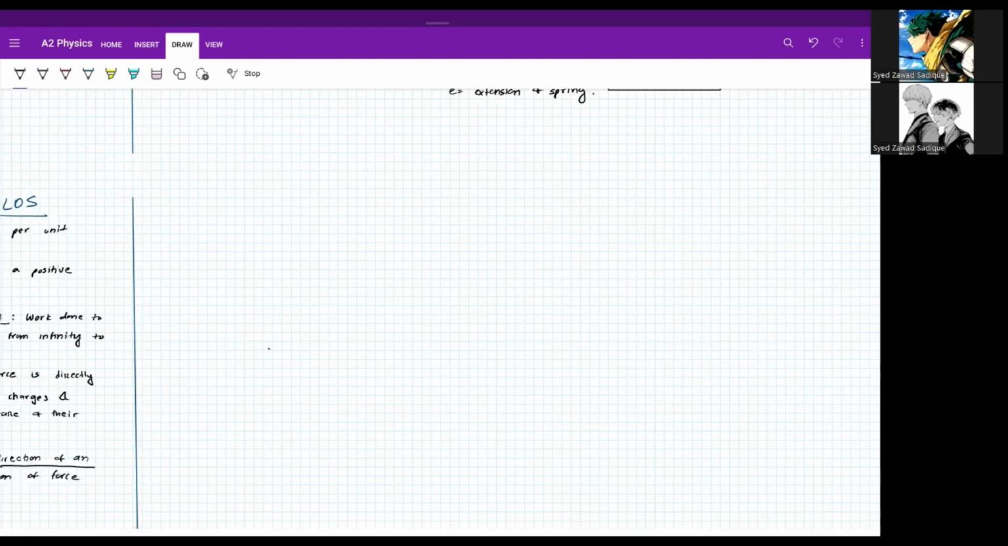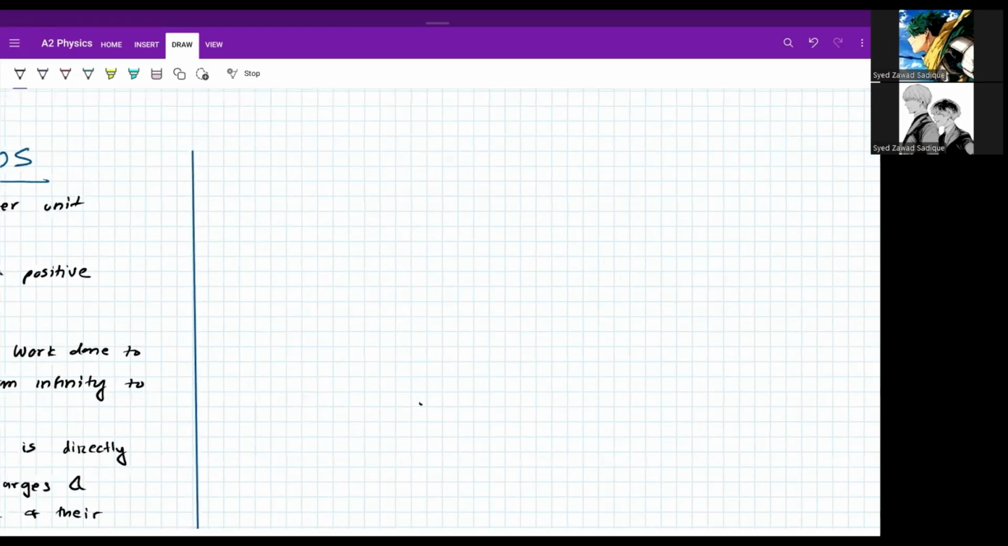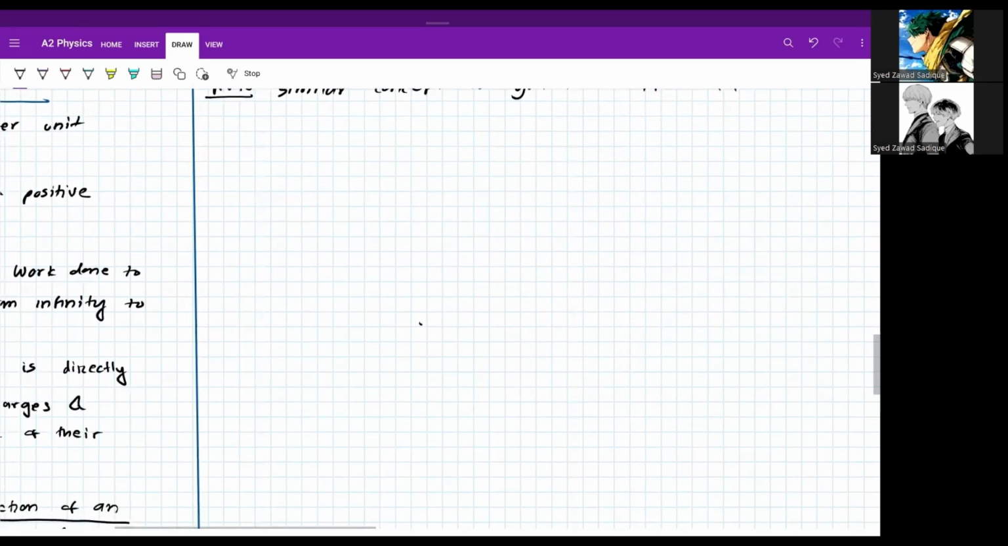Okay. So, concept one. Before we start, I'd like to give a note: electric field concepts are very similar to gravitational field concepts, and you will see so as we go along. First, Coulomb's law, which is also known as the inverse square law.